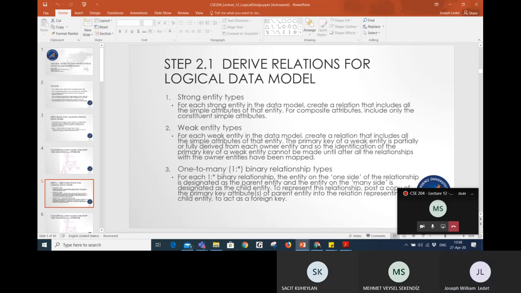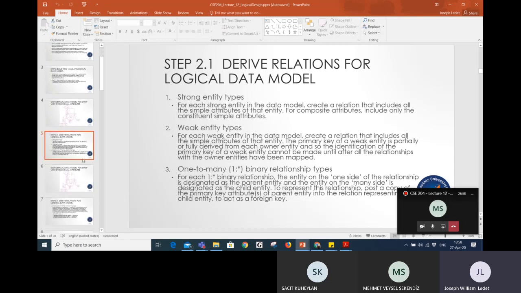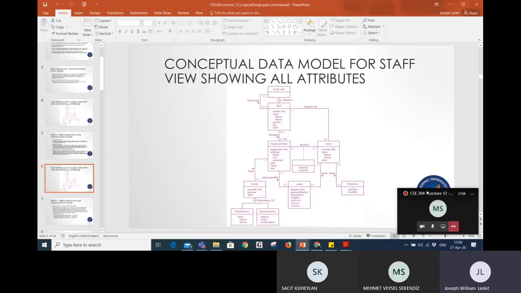But probably the easiest one to explain is this one-to-many relationship. Basically, on the one side of the relationship, if we look at the example here, and I have this slide show up a few times because when I'm lecturing, I don't have it like this. You just see one slide at a time.